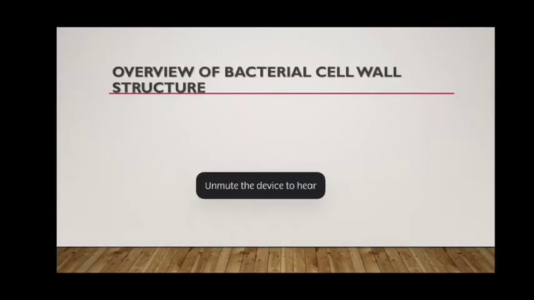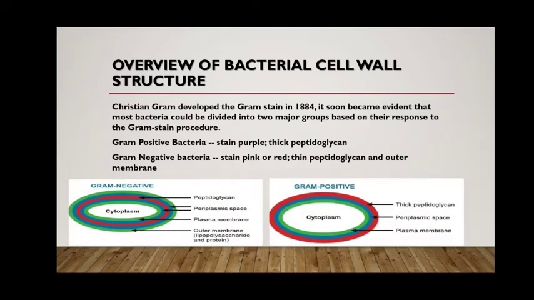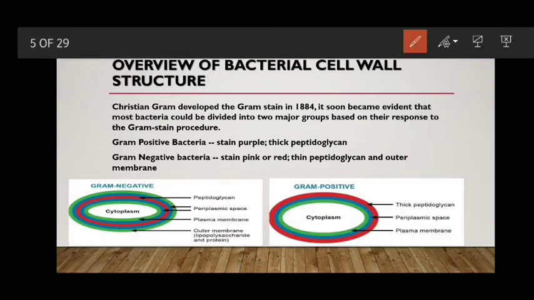Now, an overview of the structure of a bacterial cell wall. According to cell wall structure, bacterial cells have been divided into two groups, gram positive and gram negative. Now where did gram positive and negative bacteria come from? A scientist known as Christian Gram developed a staining procedure known as the gram stain, which became evident to most of the bacteria.